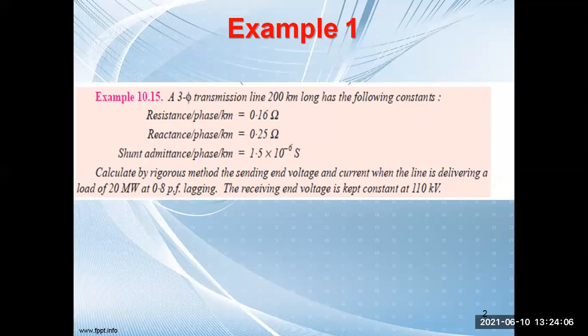Now, the problem statement is given. A three-phase transmission line 200 km long has the following constants. Resistance per phase per kilometer is 0.16 ohm. Reactance per phase per kilometer is 0.25 ohm. Shunt admittance per phase per kilometer is 1.5 into 10 to the power minus 6 Siemens. Calculate by rigorous method the sending end voltage and current when the line is delivering a load of 20 megawatt at 0.8 power factor lagging. The receiving end voltage is kept constant at 110 kV.